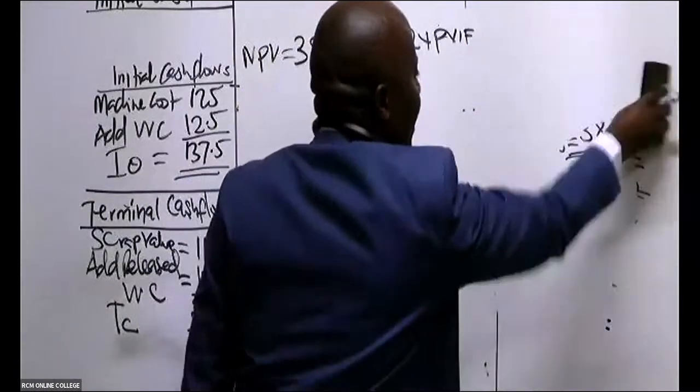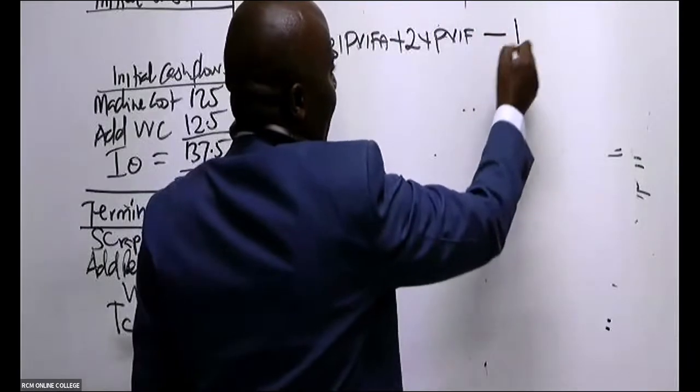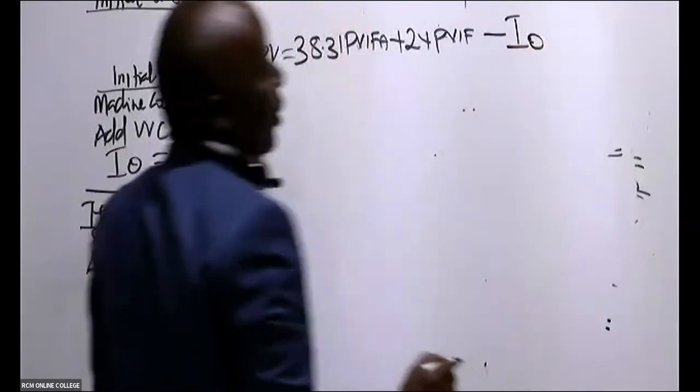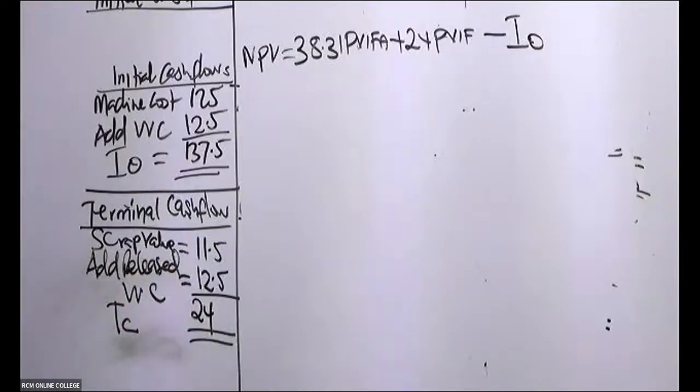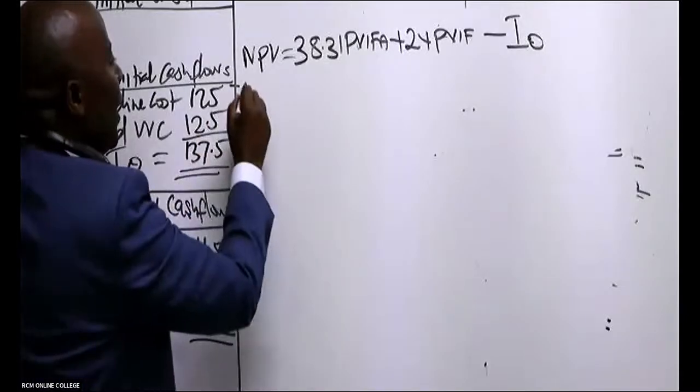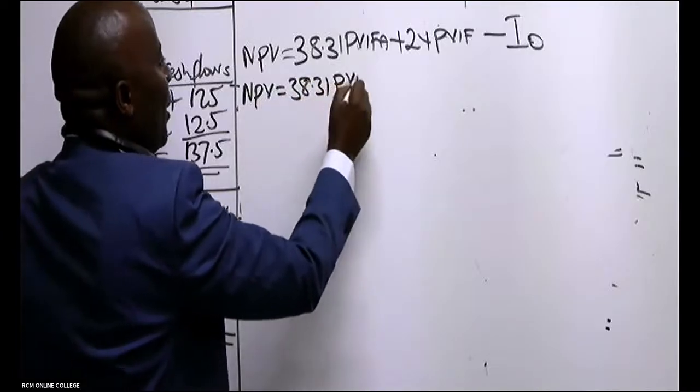And now we come and they say minus the initial outlay. So we say here minus initial outlay. Initial outlay is never discounted, because initial outlay will be incurred today. Allow me to repeat something here. We are saying that this will be 38.31 times PVFA.